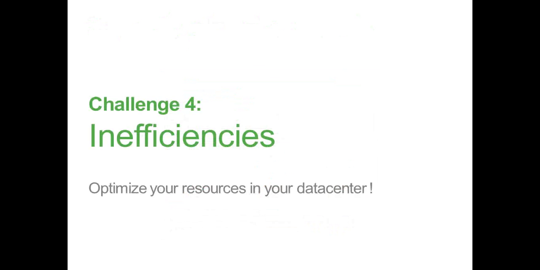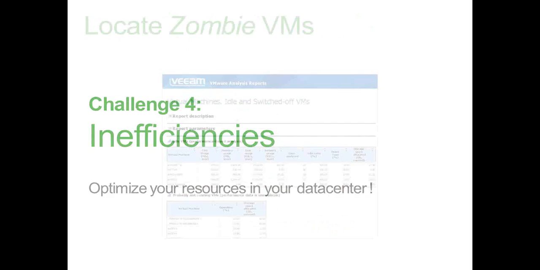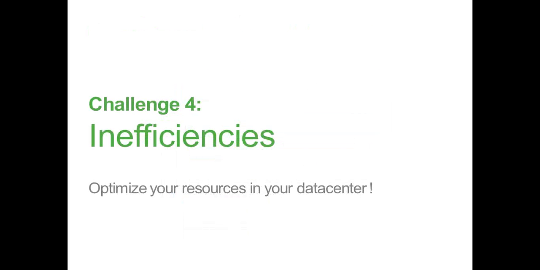Okay, so challenge number 4 is inefficiencies, which is about optimizing your resources in your data center. Optimizing your resources in the data center can bring back a lot of resources to the table and save on different and multiple costs. Like already said, everything has to do more with less. Everyone has to optimize. Everyone has to run lean and mean.